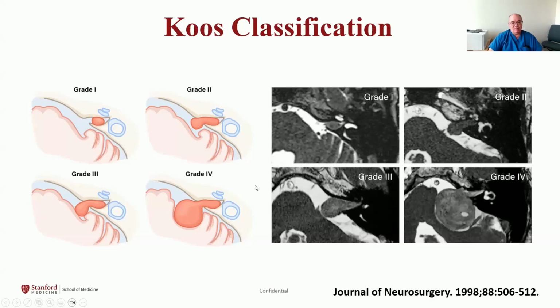So most of the time when you see your doctor, they're not going to bring up this Koos classification. Like I said, it's mostly just a neurosurgical internal way to classify it. But your doctor will say you have a small one, or a medium one, or a large one, and essentially their grade 1 is a small and grade 4 is a large.